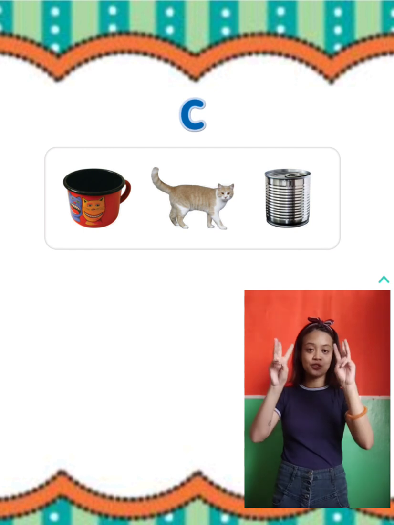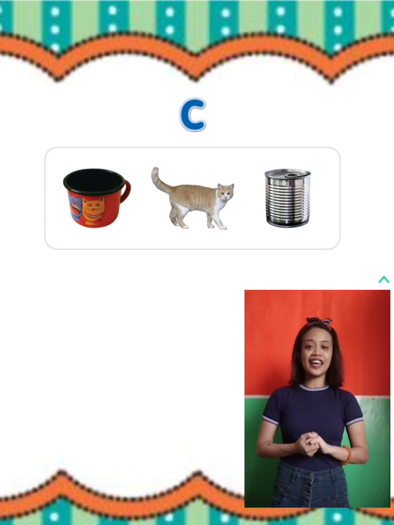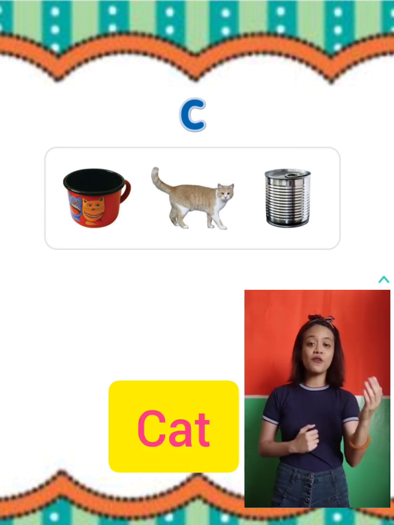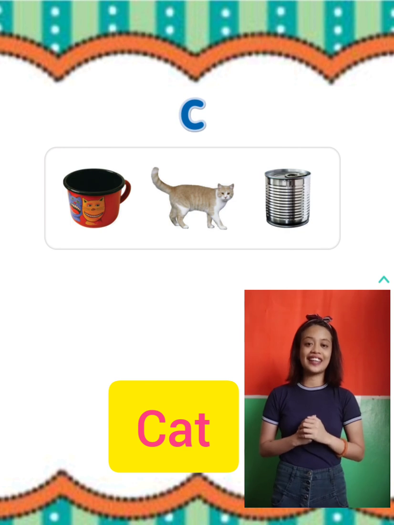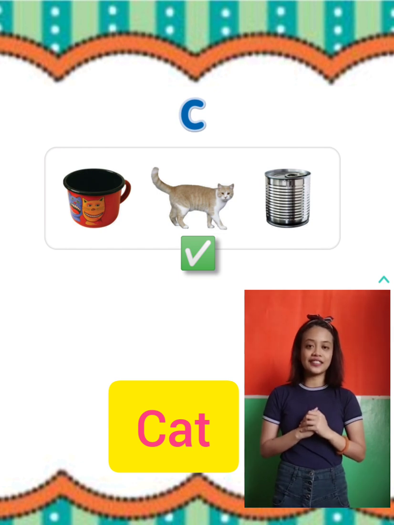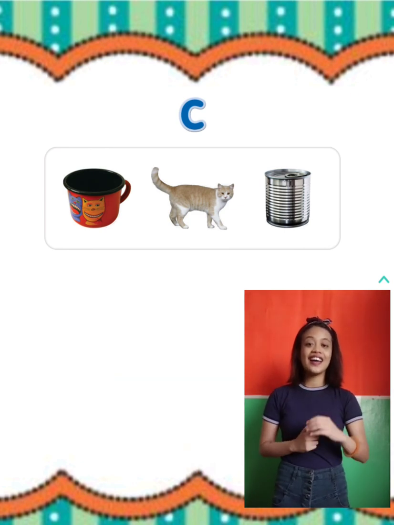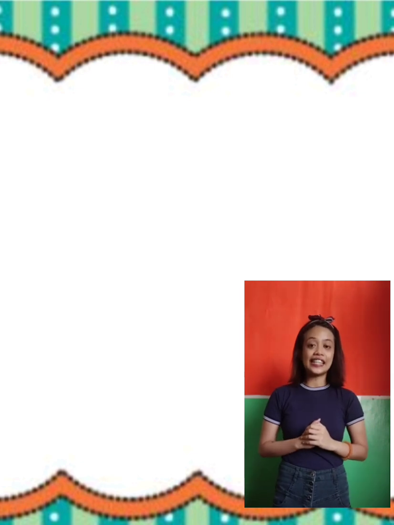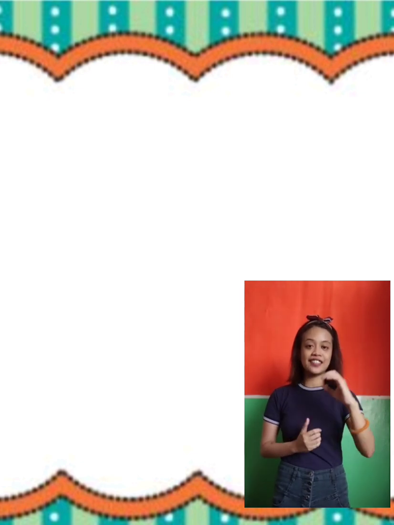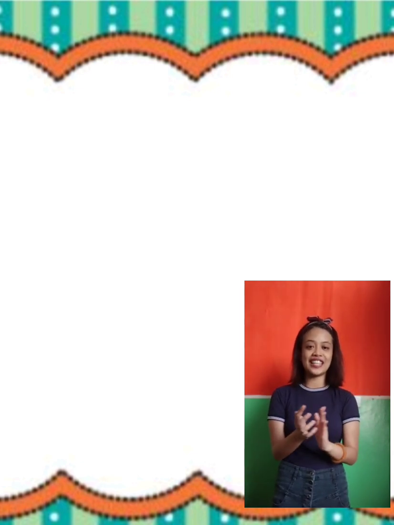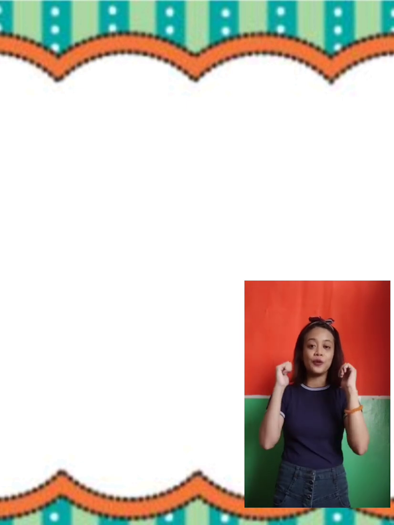Number three. Okay, can you recognize where is the cat? Cat. Cat. All right, let's do it. You can do it. Wow, very good. That's right. It's a cat. C for cat. Very good. Clap your hands, everybody. You did great.